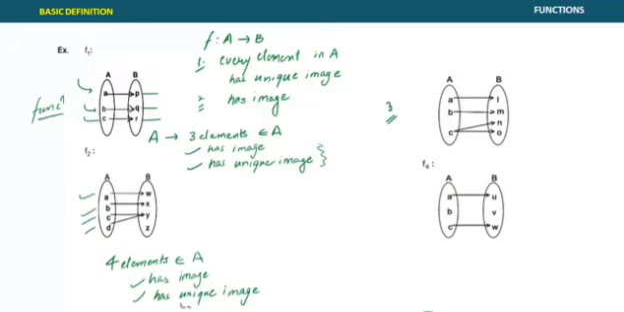So when I say unique image, what do you mean by this? That A should not have more than one image. So A has one image, B has one image, C has one image, D has one image. Again, that means this is a function. No problem at all.